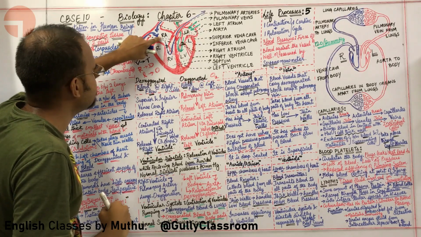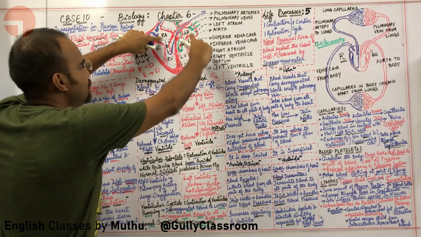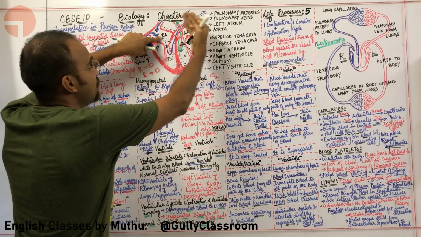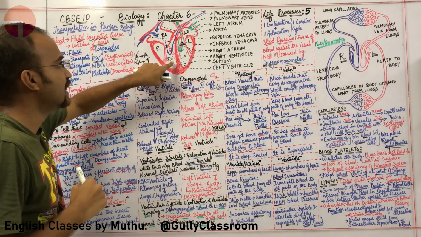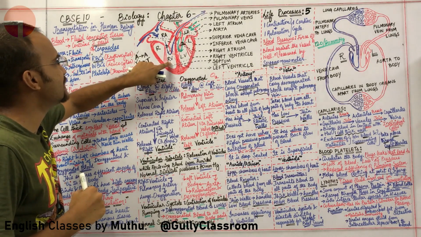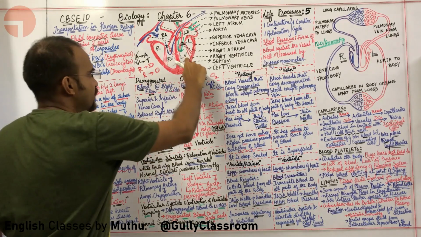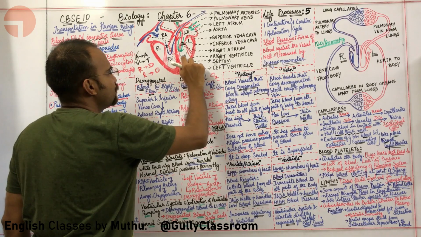This auricle is present on the right side of the heart, so it's the right auricle. This auricle is present on the left side of the heart, so it is the left auricle. This ventricle is present on the right side of the heart, so it is the right ventricle. This ventricle is present on the left side of the heart, so it is the left ventricle.